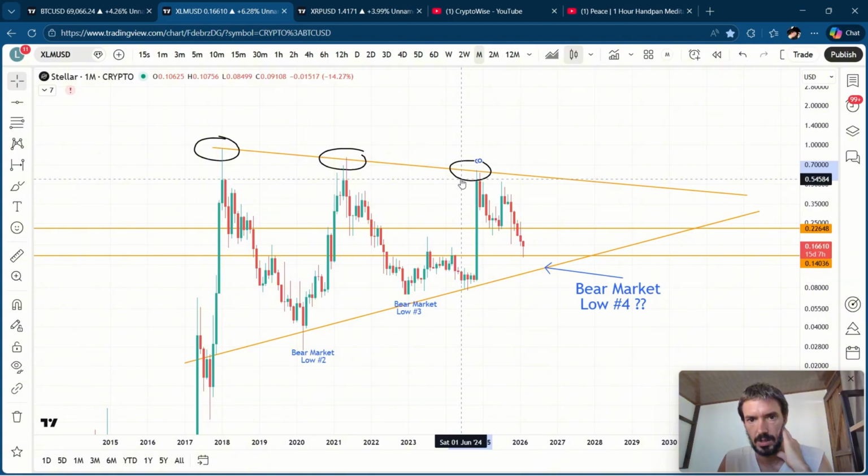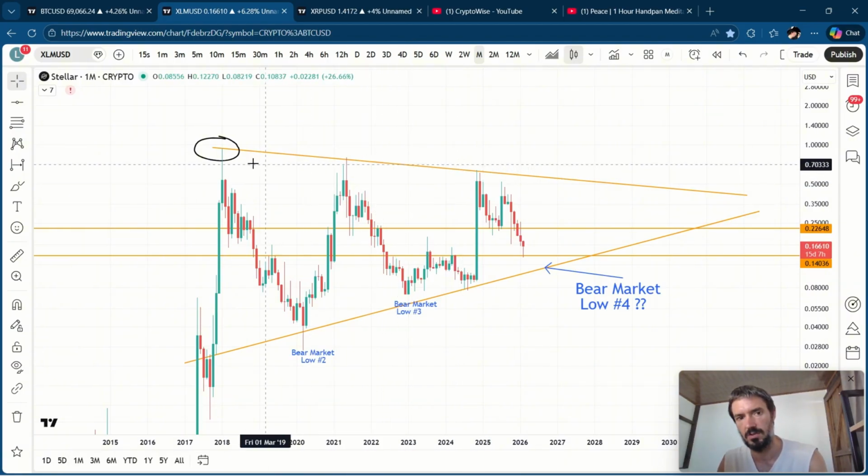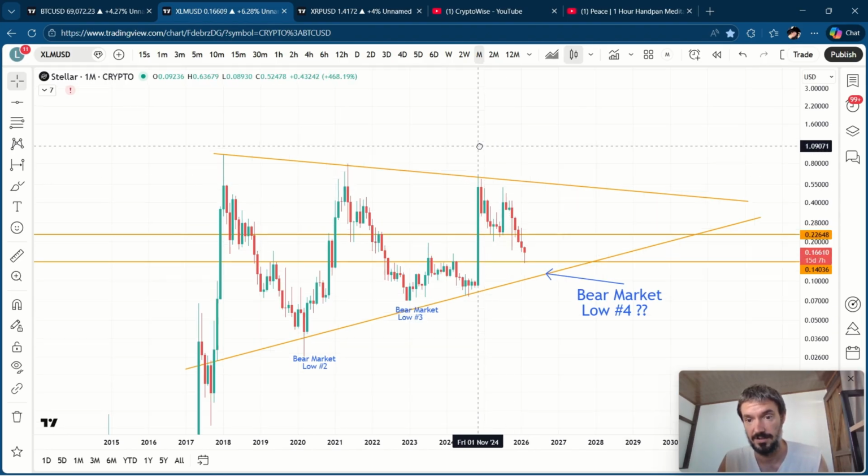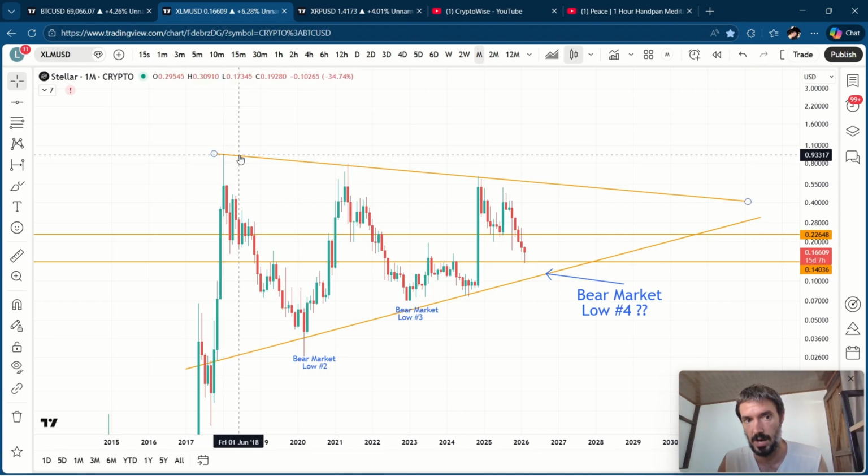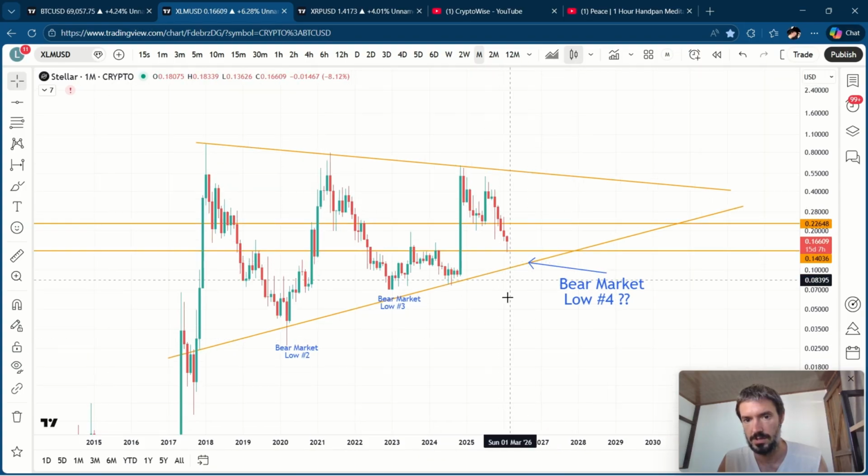So clear levels of resistance, clear levels of support, and these are actually separated by bear markets, and these are separated by the bull market tops. So it's a very clear pattern that we have here, and we can rely on this as a way to accumulate and where to sell.